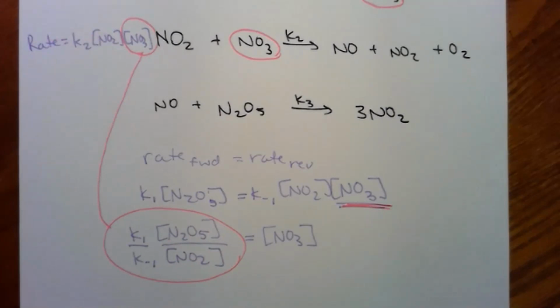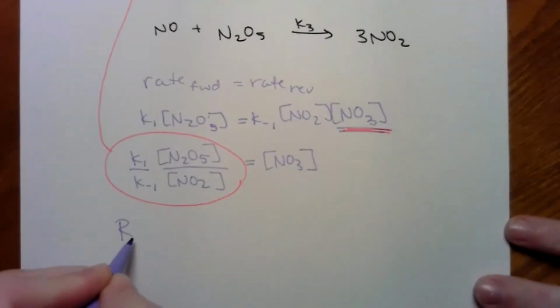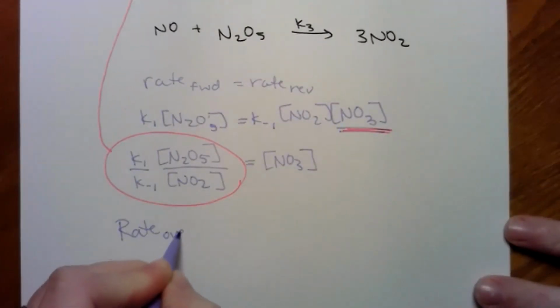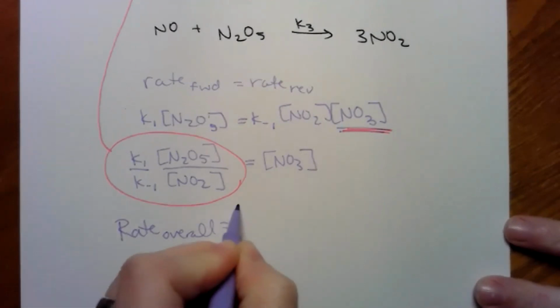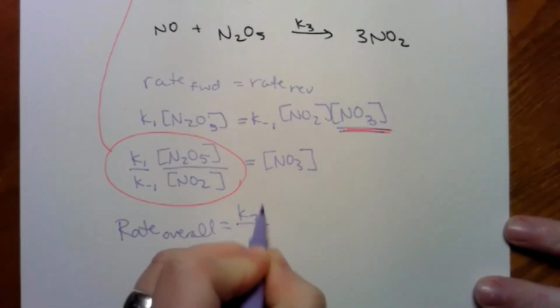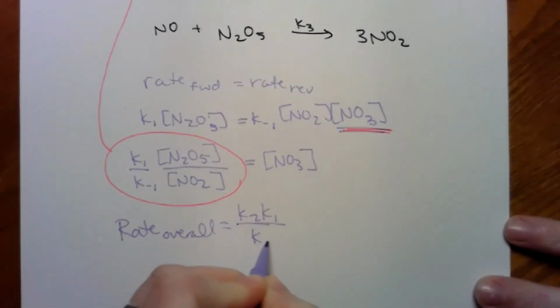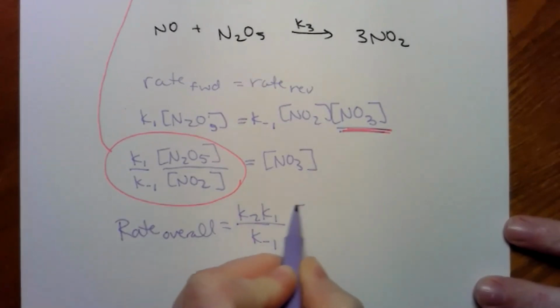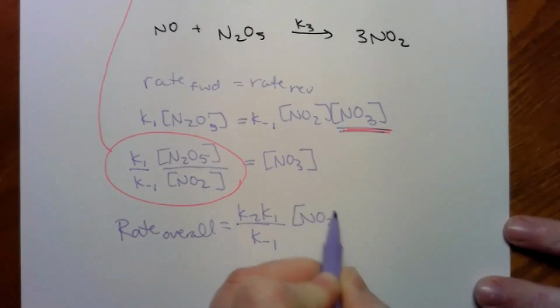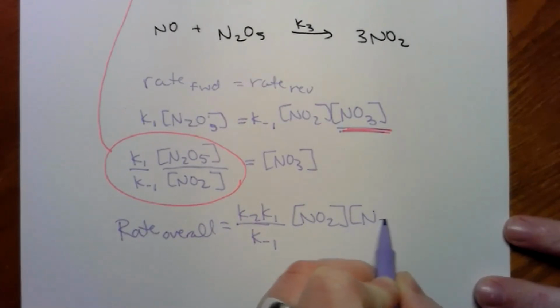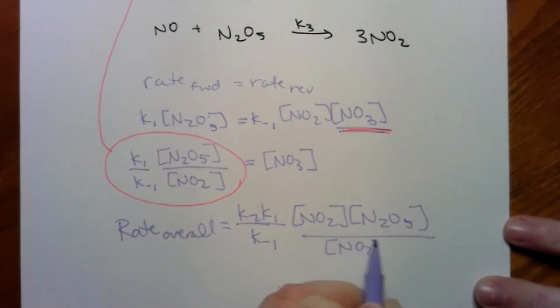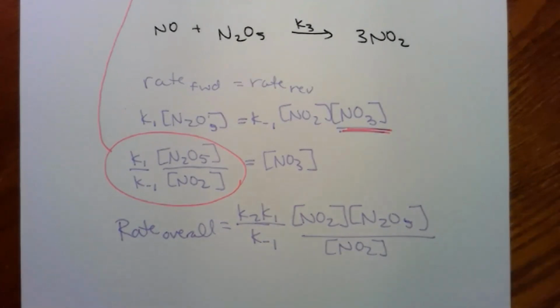That makes our rate law for our overall become K2 times K1 divided by K negative 1 times NO2 times N2O5 divided by NO2. Well, okay, I can do some further simplification here. These are the same, so cancel it.